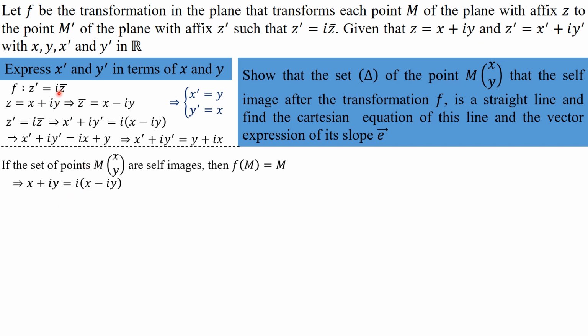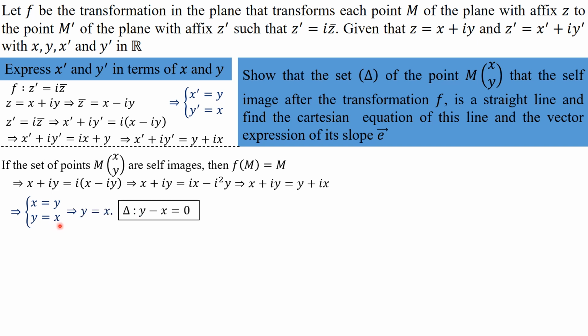Alright, so M has coordinates x, y, so the complex form is x plus iy equal to i into z bar. Since it follows the transformation, in the place of z prime we are just going to replace with x plus iy, because the image is still M. Next, z bar is x minus iy, so we have i into x minus iy. We multiply all through with the i, we simplify, we get x plus iy to be equal to y plus ix, meaning that we equate the real part, x will be equal to y, equate the imaginary part, y will be equal to x. So x equal to y and y equal to x boils down to y is equal to x. So the set delta of points M has Cartesian equation y minus x equal to 0. Now that's the equation of a straight line.